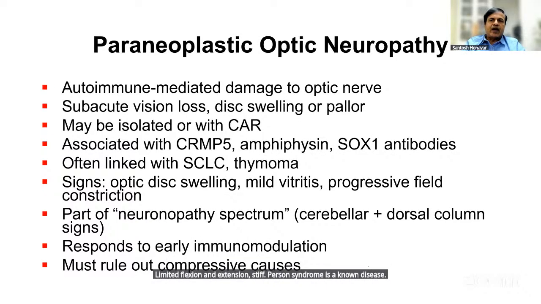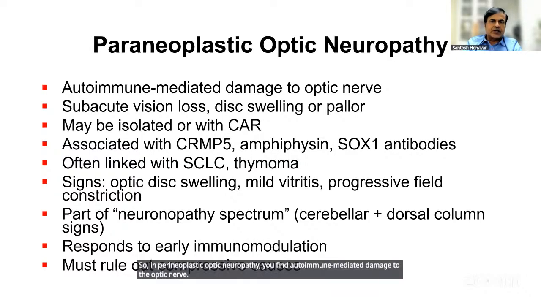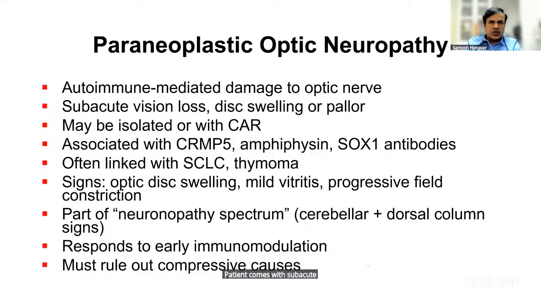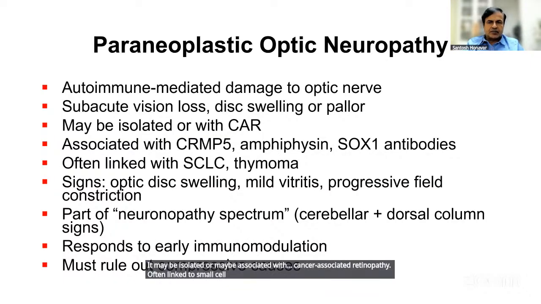So in paraneoplastic optic neuropathy, you find autoimmune mediated damage to the optic nerve. The patient comes with subacute vision loss with disc swelling or pallor. It may be isolated or may be associated with cancer associated retinopathy, often linked to small cell carcinoma of the lung.